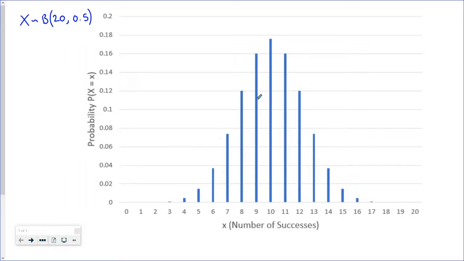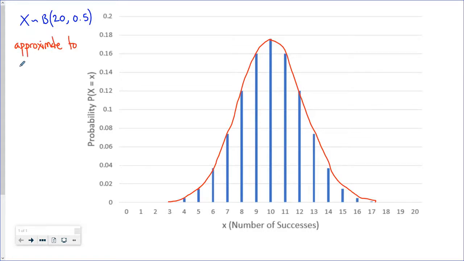Well, you might have noticed that this bar chart sort of has the shape of a normal distribution. Let's draw that over the top. So this is what a good approximation to this bar chart would look like. And you can see that this red line does look like a normal distribution curve. Well, what we're going to do is approximate x to a random variable which is normally distributed. And let's call that random variable y. So y's distribution curve looks like this, the red line.